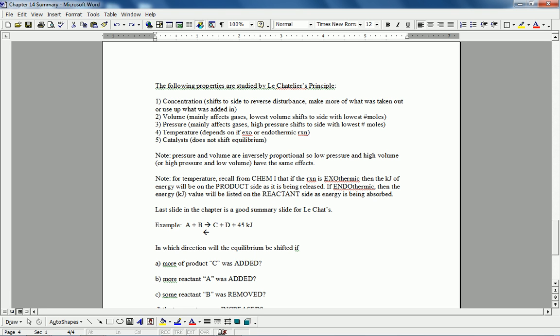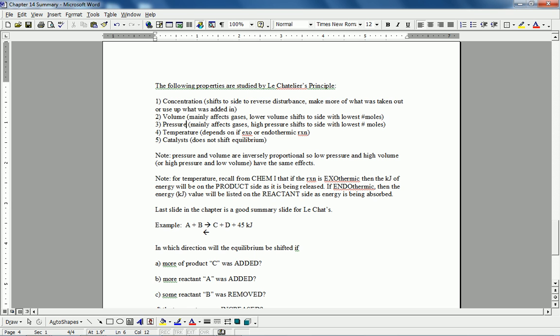Number one is concentration, of course. You will shift to the side that will reverse the disturbance, meaning make more of what was taken out or use up what was added in. Number two, volume. This again mainly affects gases, as well as pressure. Volume. The lowest volume, okay, shifts to the side with the lowest number of moles. So if you lower the volume, you'll shift the reaction to the side with the lowest number of moles.